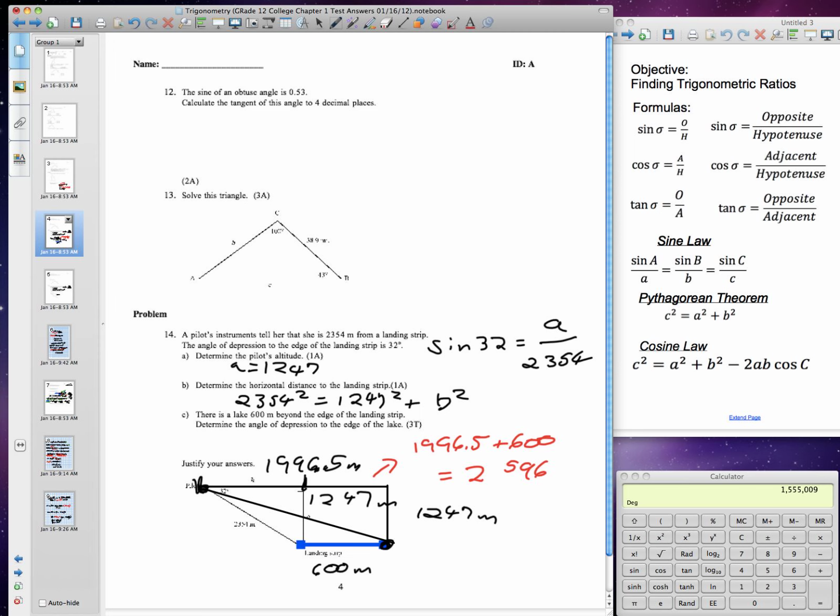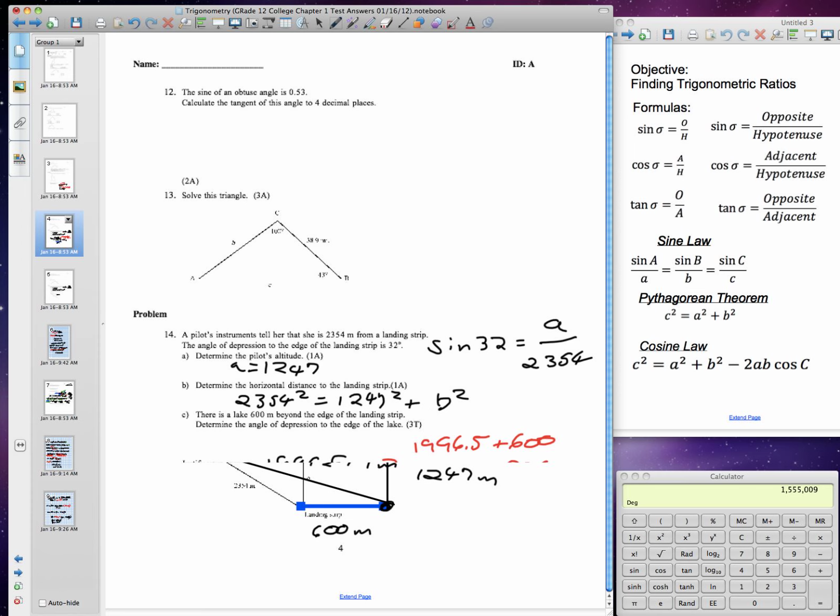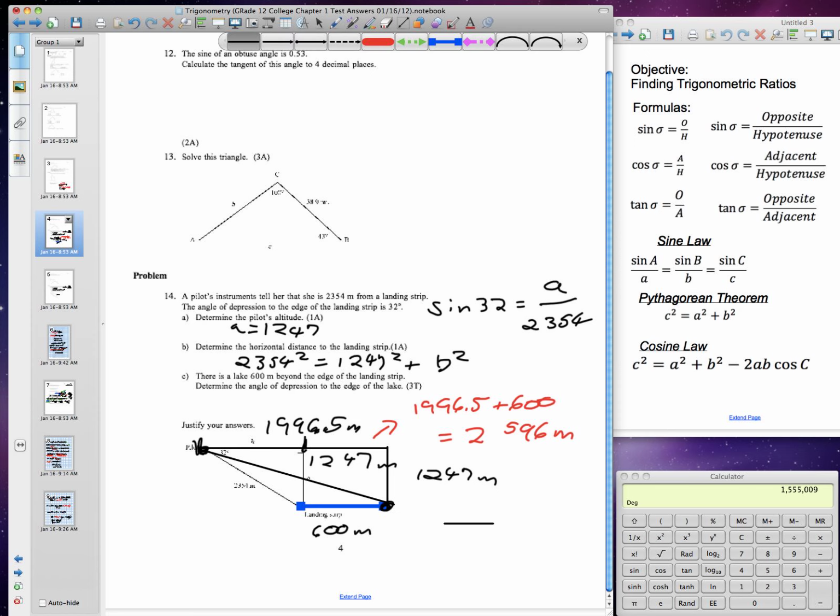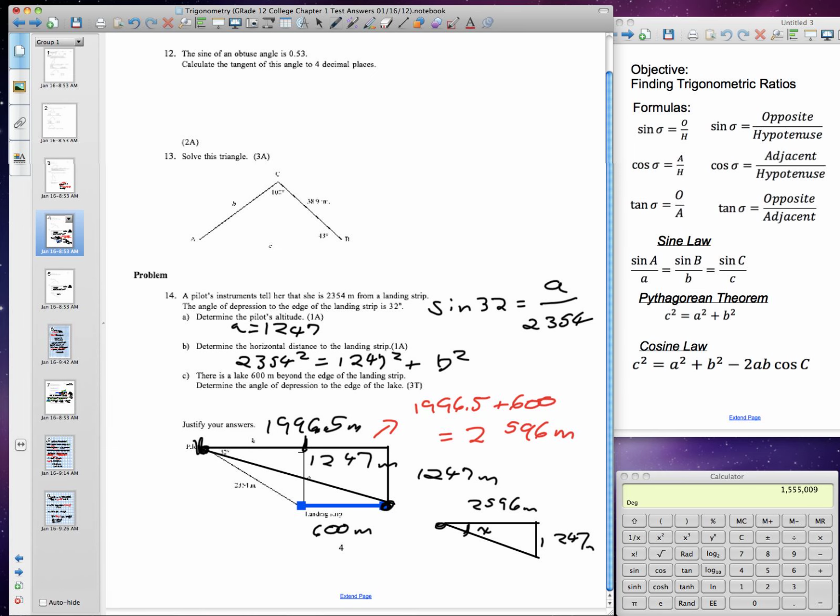Meters. So in other words, we're going to just quickly create a small sketch of our new triangle. Okay, this is not to scale or anything. But we know the height is 1247. The horizontal distance is 2596. They said they want the angle of depression. The angle of depression is the horizontal distance, and then a line heading down from there. So we're looking for, we'll call it angle X here, okay? According to that angle, I have the opposite side and the adjacent side. So which ratio would I be using in this question?